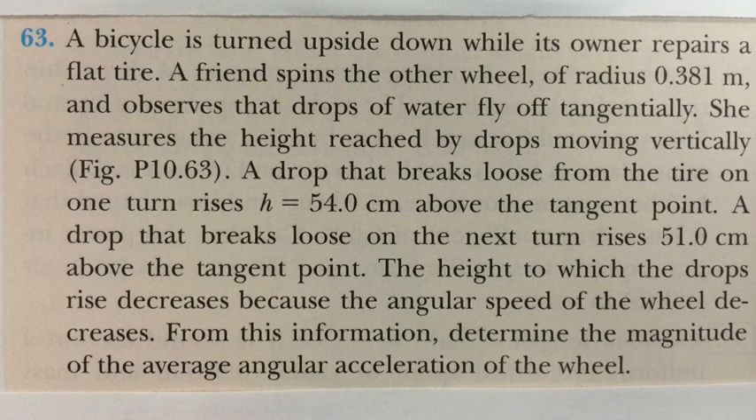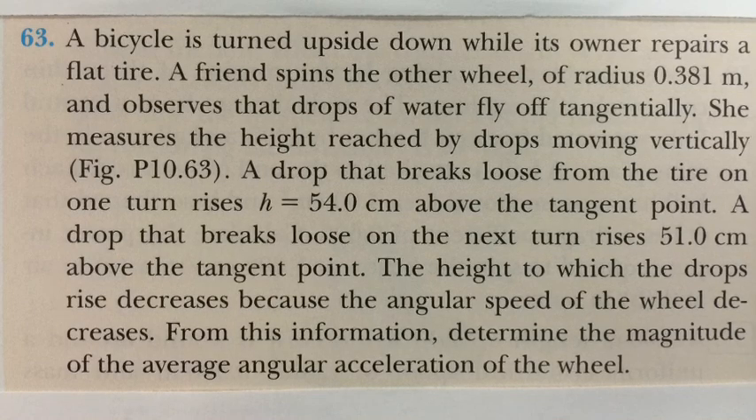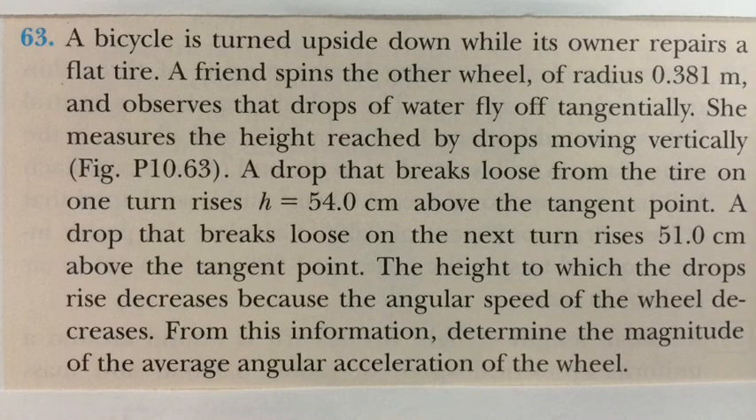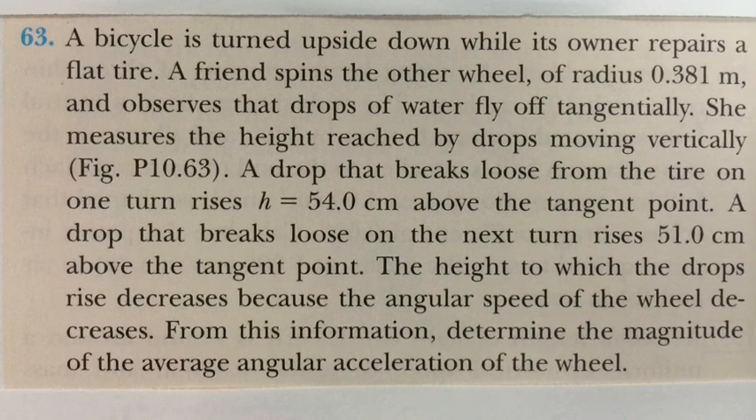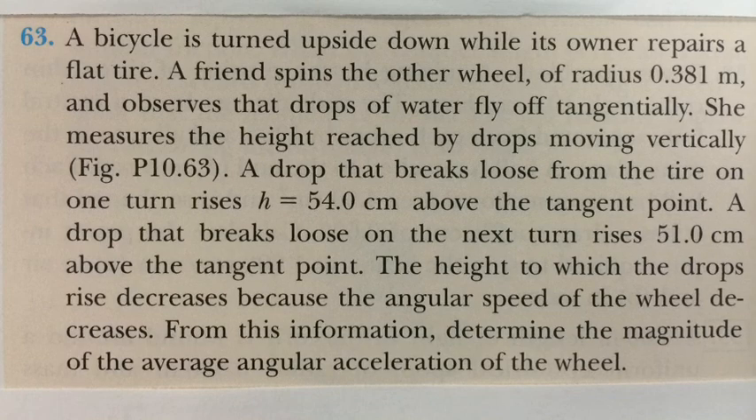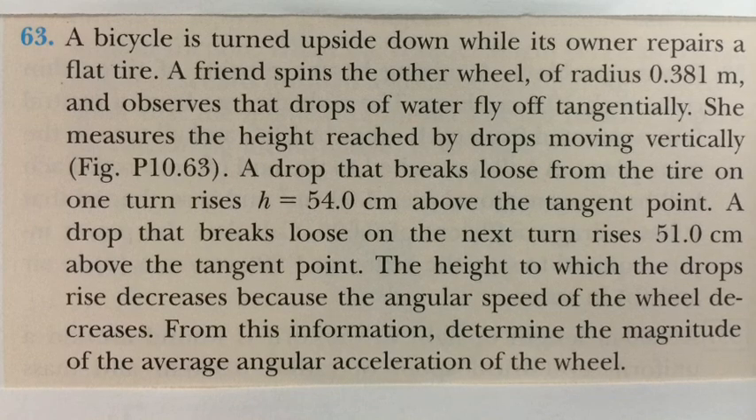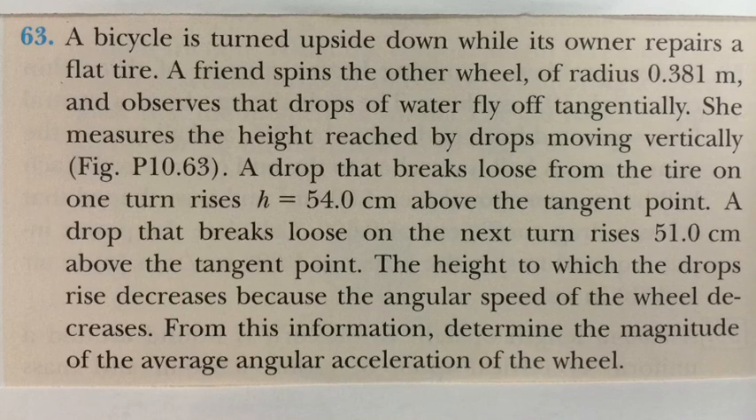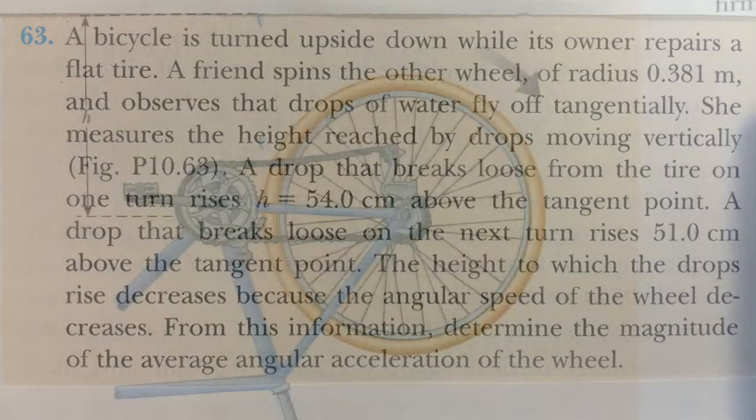A drop that breaks loose from the tire on one turn rises to a height of 54 centimeters above the tangent point. A drop that breaks loose on the next turn rises 51 centimeters above the tangent point. The height to which the drops rise decreases because the angular speed of the wheel decreases. From this information, determine the magnitude of the average angular acceleration of the wheel.